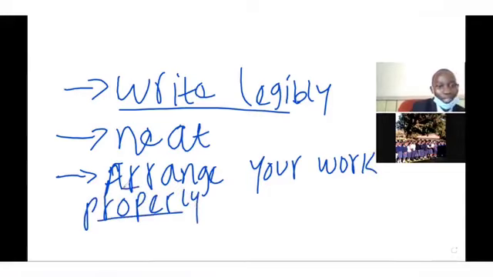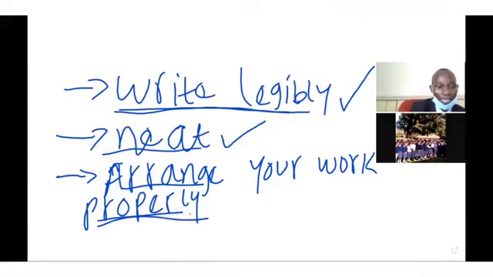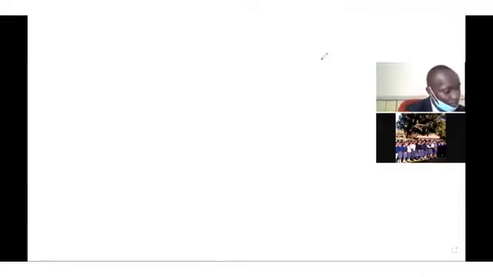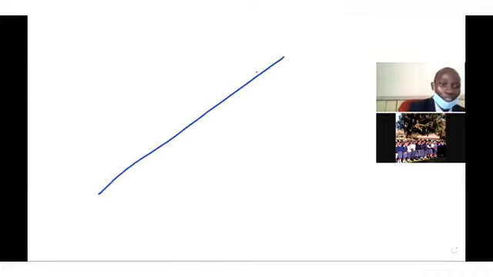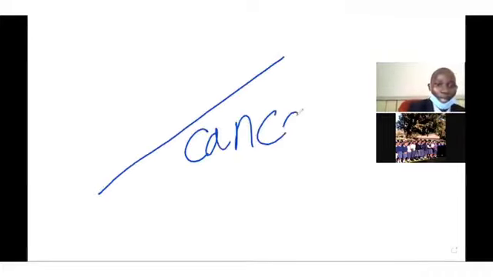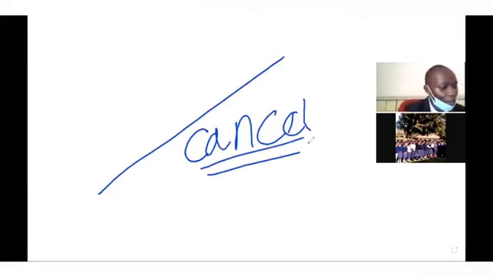So you are supposed, as a student, to ensure that your work can be read. Make sure that your work is neat and arrange your work properly. And as I said, something again we are supposed to note: speed is also very important. And note that anything that is cancelled will not be marked. Anything that you cancel will not be marked.